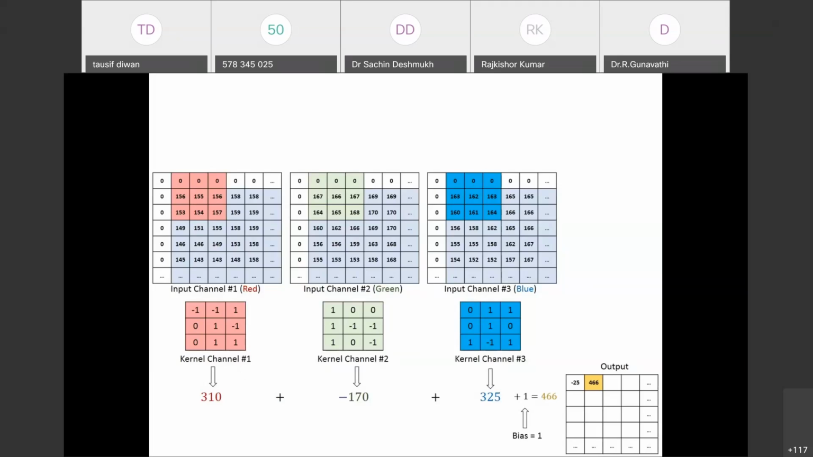Is it clear? Okay. So a single filter is there. This weight matrix is for the first channel. This weight matrix is for the second channel. This weight matrix is for the third channel. Finally, we perform the element-wise multiplication, and all these will be summed up. Is it clear? You can see the values are being changed, but the bias will remain the same.